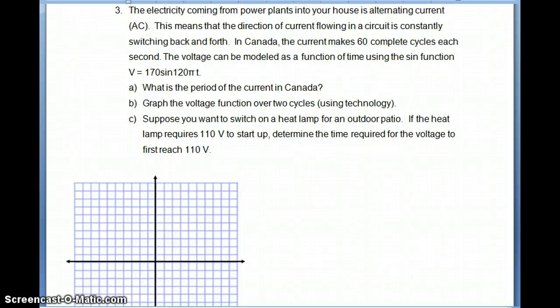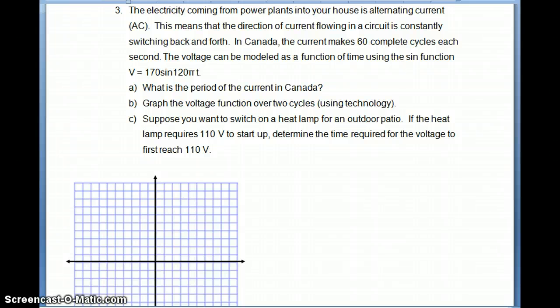Alright, question number 3. The electricity coming from power plants into your house is called alternating current, or AC. This means that the direction of current flowing in a circuit is constantly switching back and forth. In Canada, the current makes 60 complete cycles each second. The voltage can be modeled as a function of time using the sine function: V is equal to 170 sine 120 pi t.